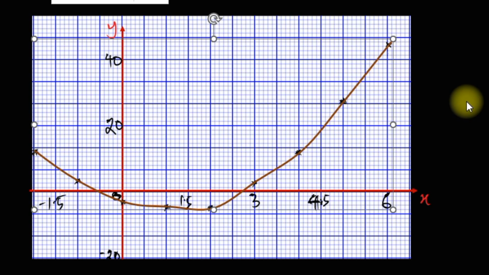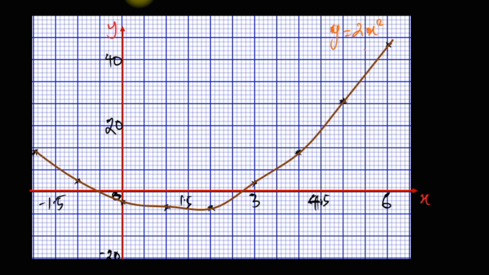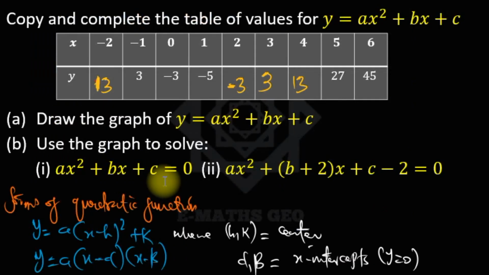Okay, that's the curve, which is y equals 2x squared minus 4x minus 3. So always label it. So that's the curve. They asked us to use it and solve. We've done this. So use it and solve that.